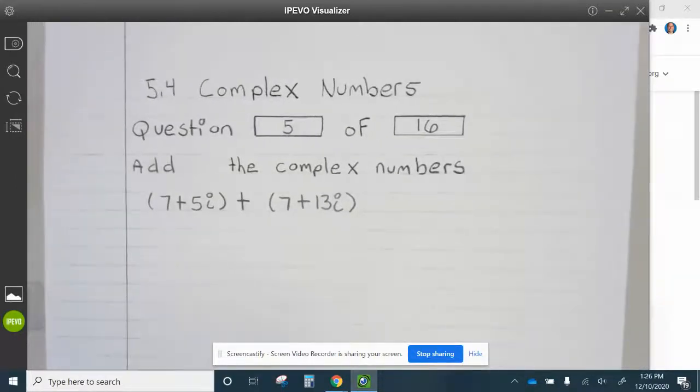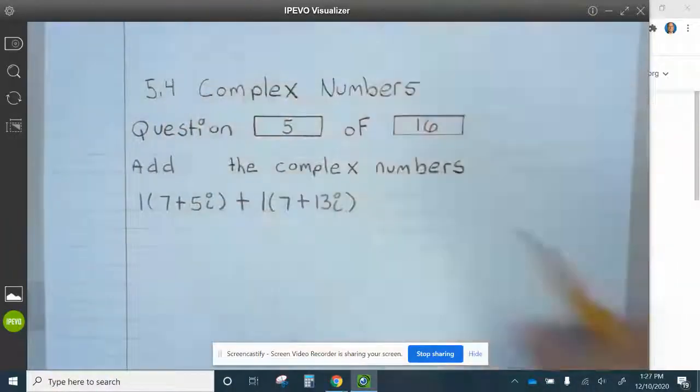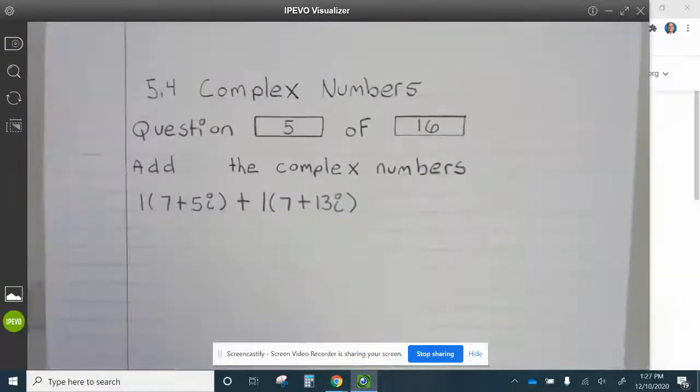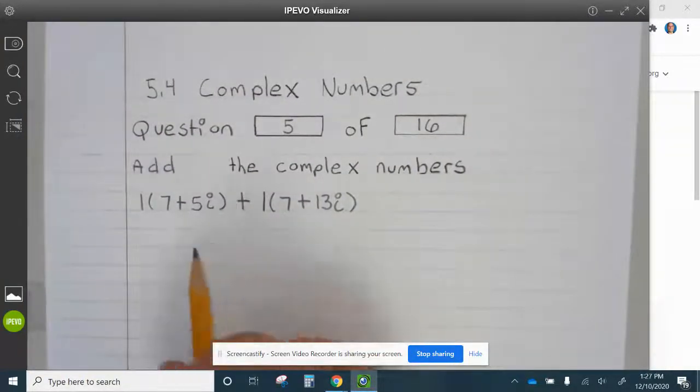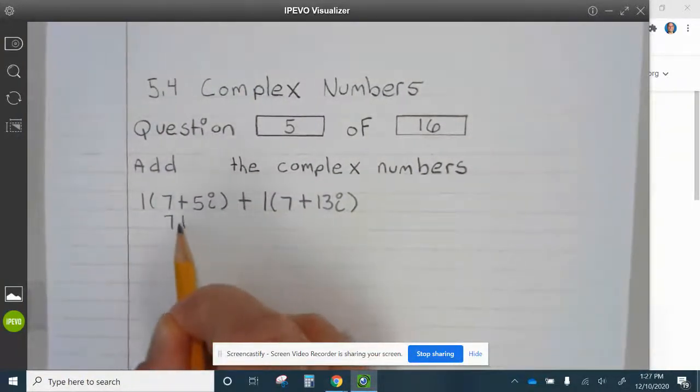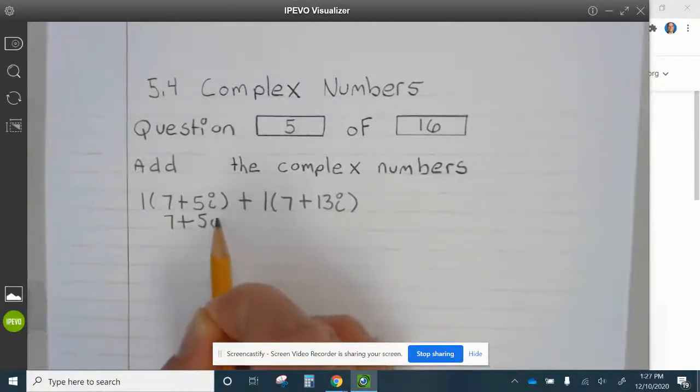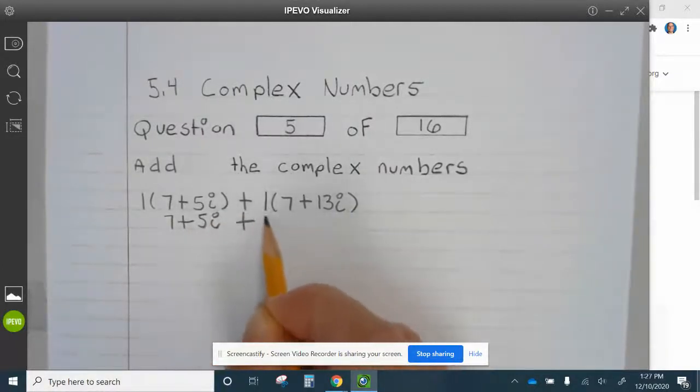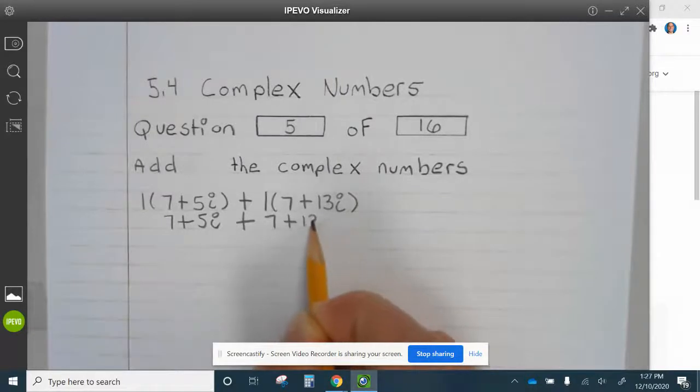All right. Question 5 of 16. Add the complex numbers. So first off, you put a 1 in front of the parentheses. Okay. Now we need to distribute the 1. So 1 times 7 plus 5i plus, now we need to multiply by 1. That's plus 7 plus 13i.